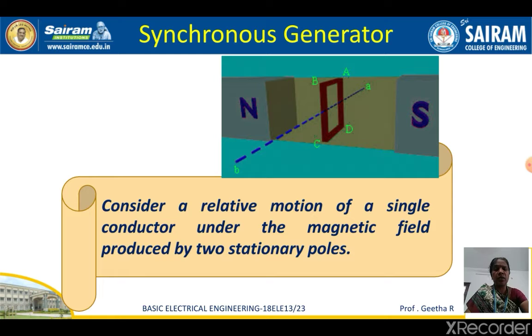Synchronous generator, how is the EMF generated? Consider the relative motion of a single conductor. You can see in the center a coil ABCD is placed under the magnetic field. The magnetic field is produced by the poles N and S, that is, there are two stationary poles. You are going to rotate the coil, so you consider a relative motion between the coil and the magnetic field.